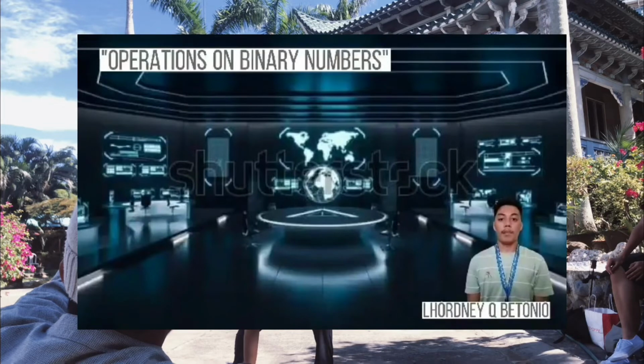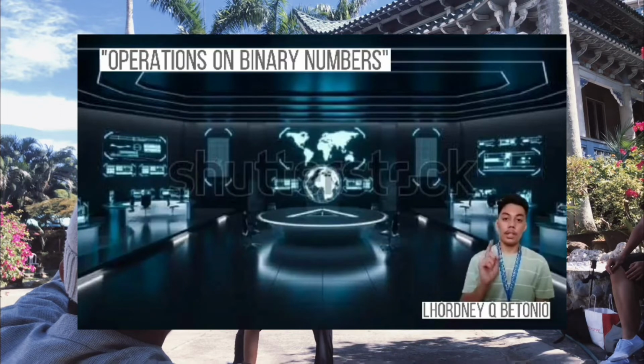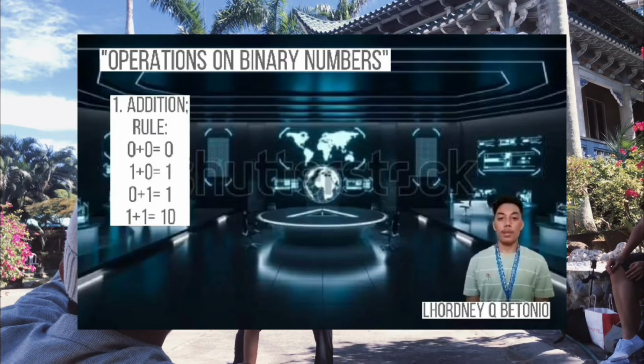Operations on binary numbers. In operations on binary numbers, we have 4 operations: the addition, subtraction, multiplication, and division. Each operation has its own certain rules to follow. So first, in addition, to add binary numbers, we have to follow these rules. So 0 plus 0 equals 0, 1 plus 0 equals 1, 0 plus 1 equals 1, and 1 plus 1 equals 10.